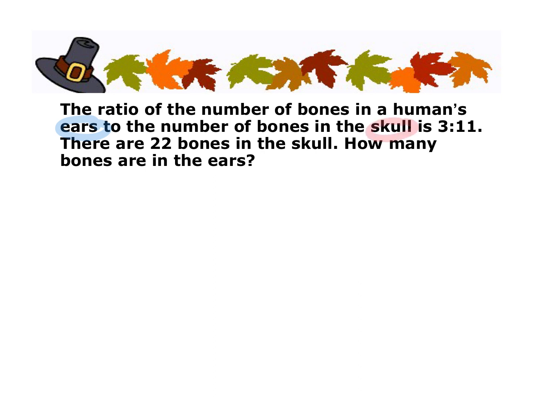So that means that the ear is 3 and the skull is 11, right? And they're telling us there's 22 bones in the skull. So this is the other part of the proportion in red. Guys, it is really important that you're consistent with your proportions. So if I'm going to write 3 over 11 equals, and I'm trying to figure out how many are in the ear, I'm going to write an x for the ears over 22.